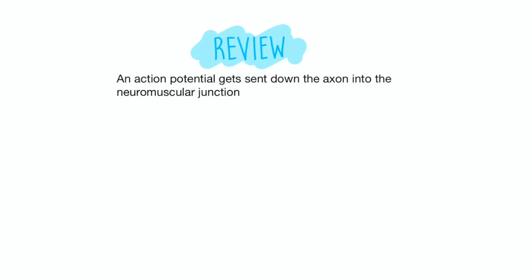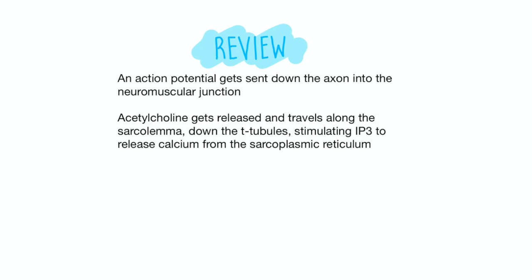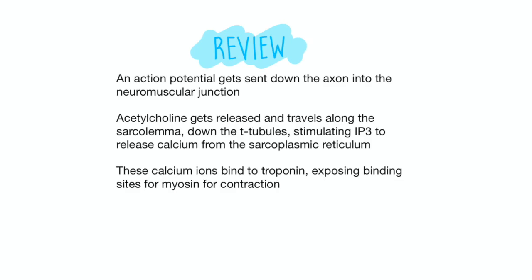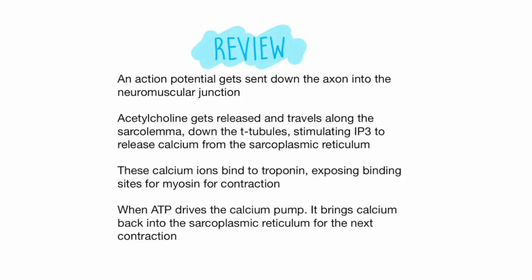To review, during muscle contraction, an action potential gets sent down the axon into the neuromuscular junction. Then acetylcholine gets released into the receptors and travels along the sarcolemma, down the T-tubules, stimulating IP3 to release calcium from the sarcoplasmic reticulum. Then these calcium ions bind to troponin, exposing the binding sites for myosin for contraction. And then ATP drives the calcium pump, bringing calcium back into the sarcoplasmic reticulum for the next contraction.